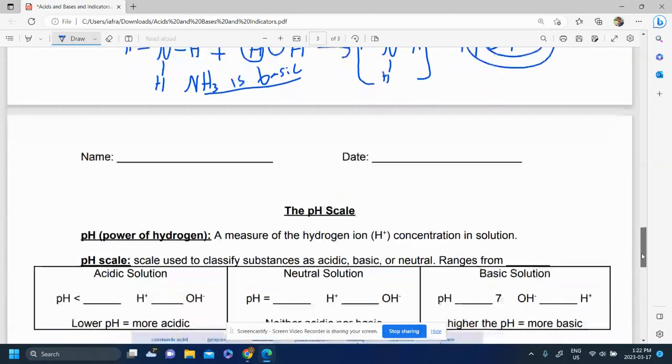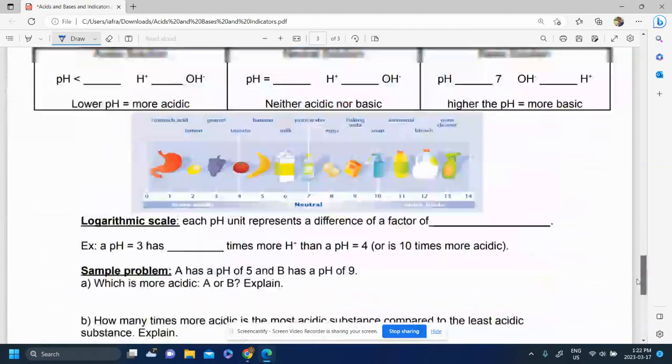In the next video, we're going to take a look at the pH scale, what that means, along with indicators.